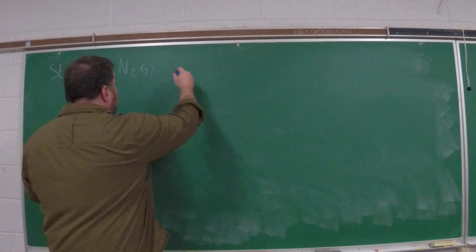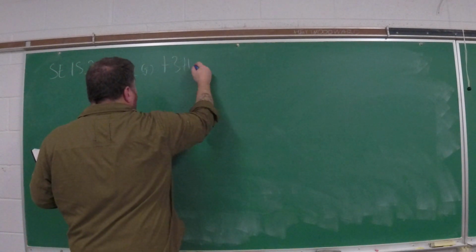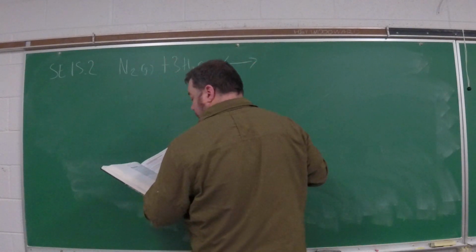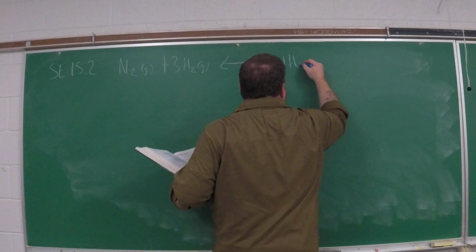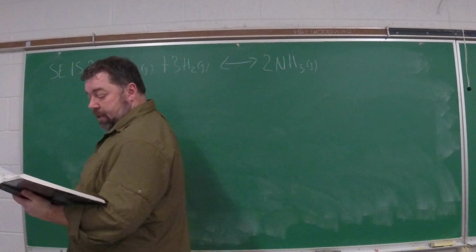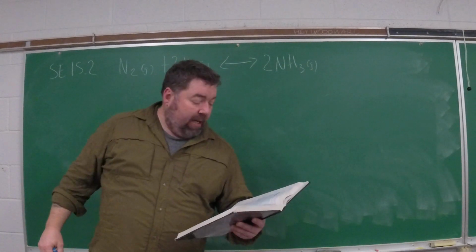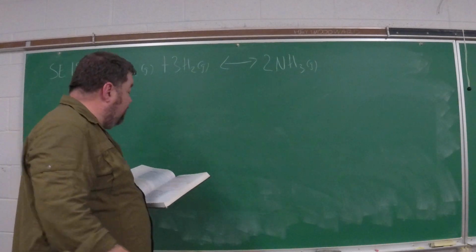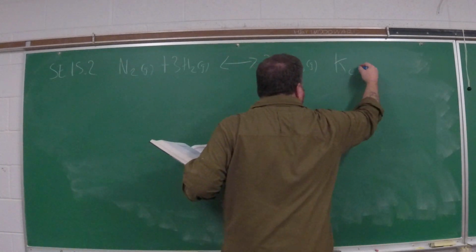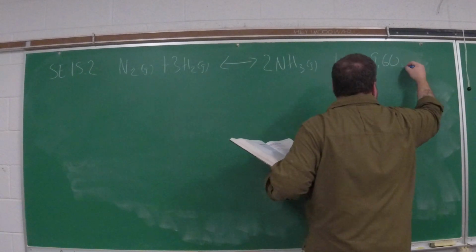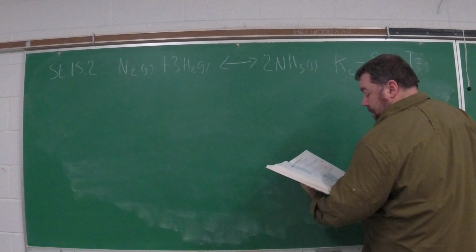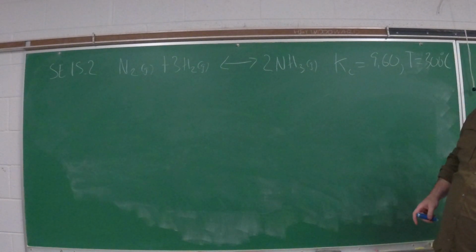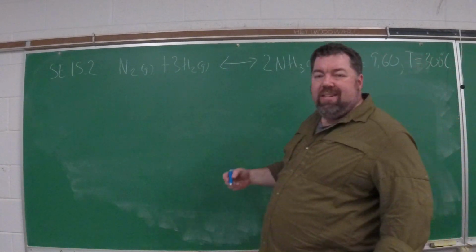N2 gas plus 3H2 gas goes reversibly to 2 NH3 gas. All right. KC at 300 degrees Celsius is 9.60. So, 300 degrees Celsius, and then the question asks, what is KP?